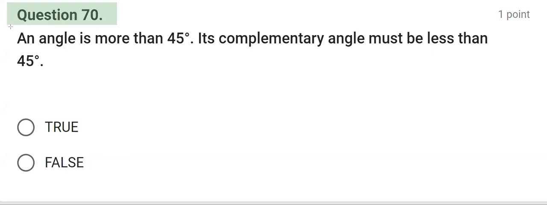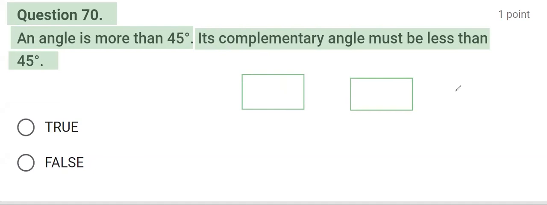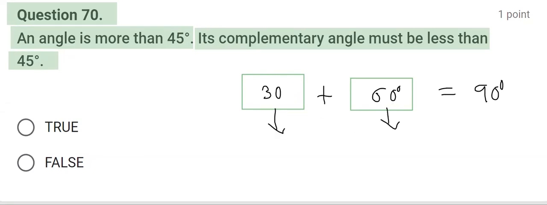Question number 70 says if an angle is more than 45 degrees, then its complementary angle must be less than 45 degrees. That's correct. You know that two angles are said to be complementary if their sum is 90 degrees. So if I take an angle which is less than 45, say 30 degrees, then I have to take the other angle as, sorry, 60 degrees. So if one is less than 45 degrees, the other has to be greater than 45 degrees.